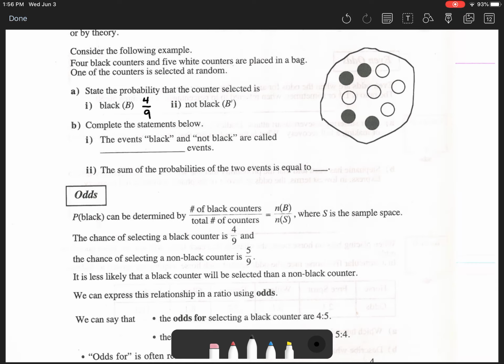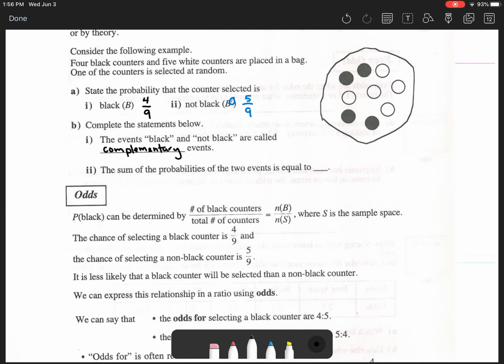Okay, the probability of not black, so you can see the little tick there, indicating not B or not black. Well, if there's 9 counters, 4 are black, that means 5 are not black. So 5 not black counters out of a total of 9. The events black and not black, from last day we learned, are called complementary events.